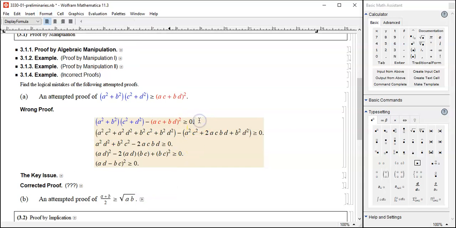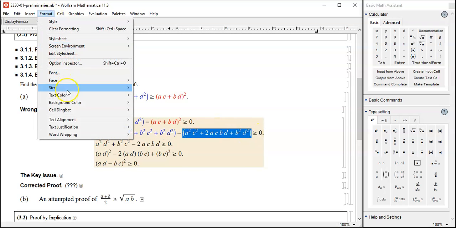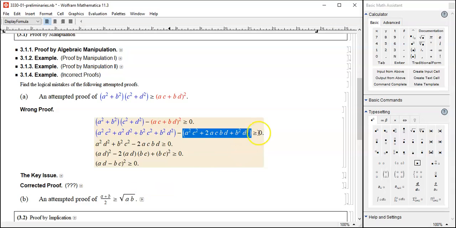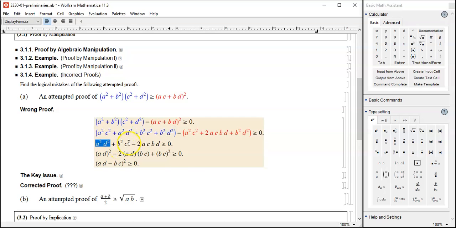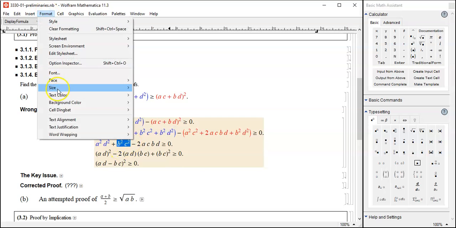Let's see. Is that just manipulated from here? Looks okay to me. Apply algebraic manipulation. Blue became that. Red became that. Anything wrong here? Again, looks okay. A squared c squared cancel each other out. B squared d squared cancel each other out. So what's left will be a squared d squared from blue terms, and b squared c squared from blue terms.